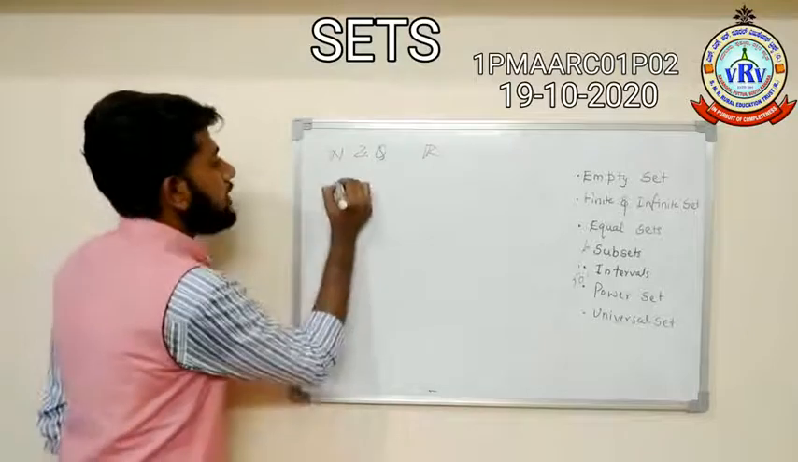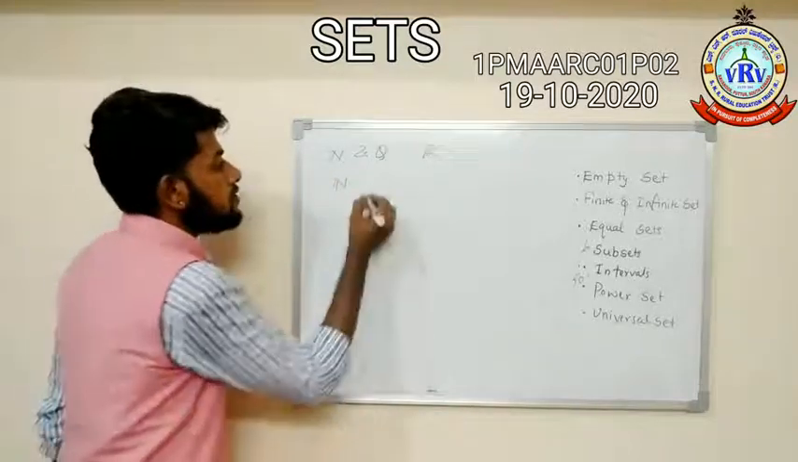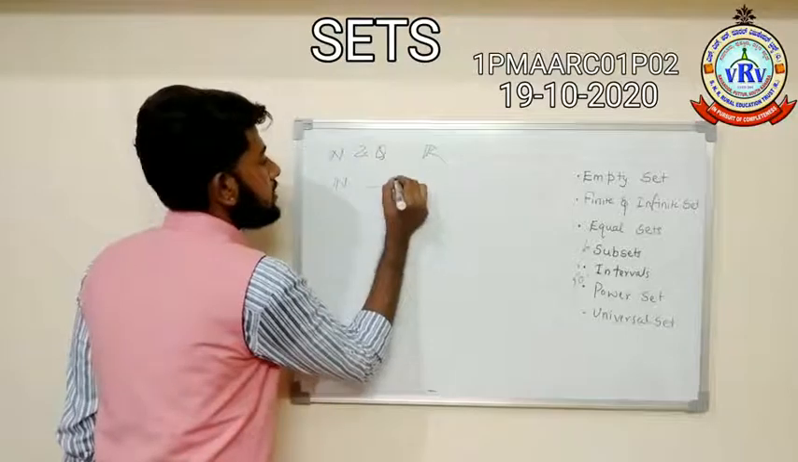So all the natural numbers are also integers, right?